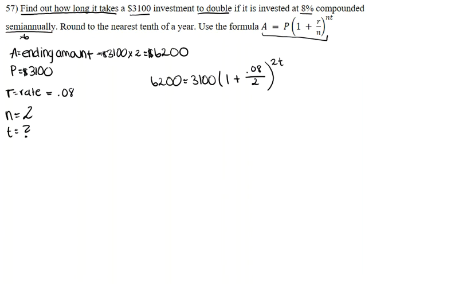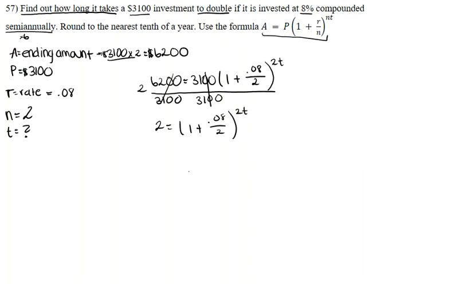The first step I'm going to take is to get rid of this 3,100 on the right-hand side. To do that, I'm going to divide both sides by 3,100. That will cancel all that, and 3,100 we know can go into 6,200 2 times. So this becomes 2 is equal to 1 plus 0.08 divided by 2 raised to the power of 2t.